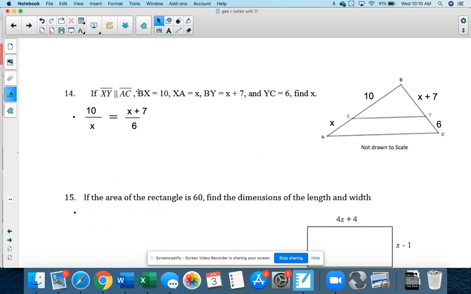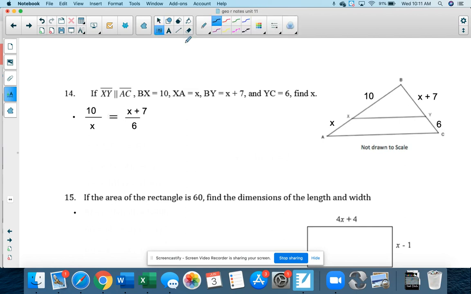As I was saying on 14, these lines are parallel. Therefore, those sides are in proportion, because if the lines are parallel, that makes these angles congruent, which makes the triangle similar. This smaller triangle is similar to this bigger triangle. So I just take the two sides on the left, 10 over x, and I write them. And then the two sides on the right, x plus 7 over 6.